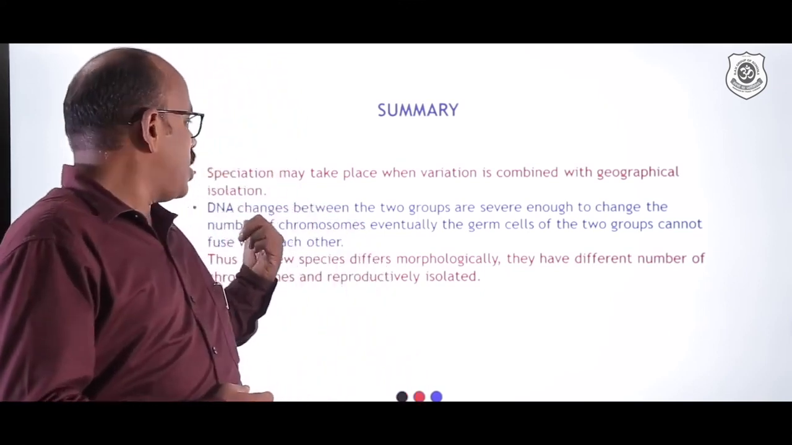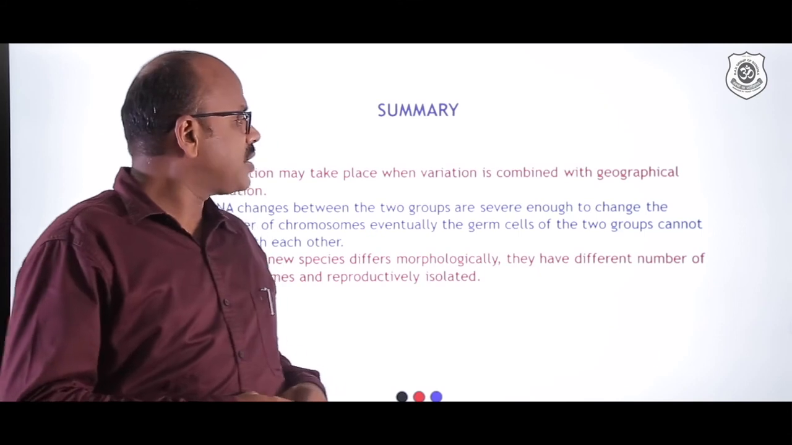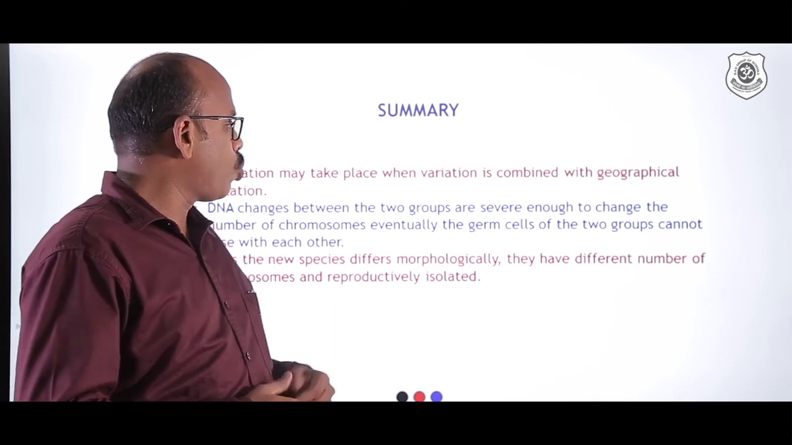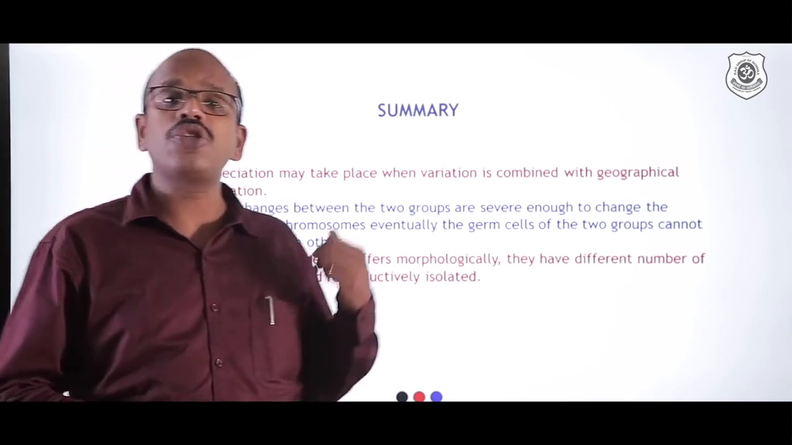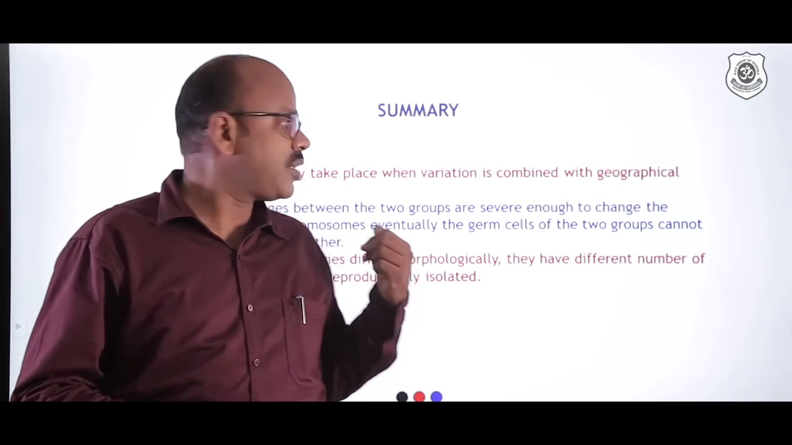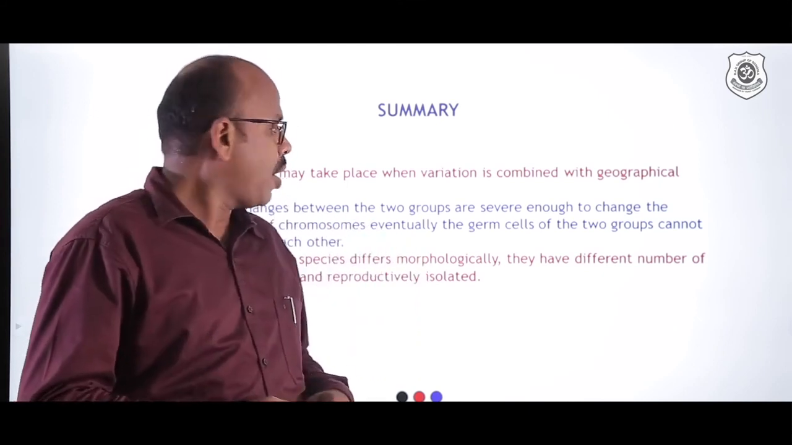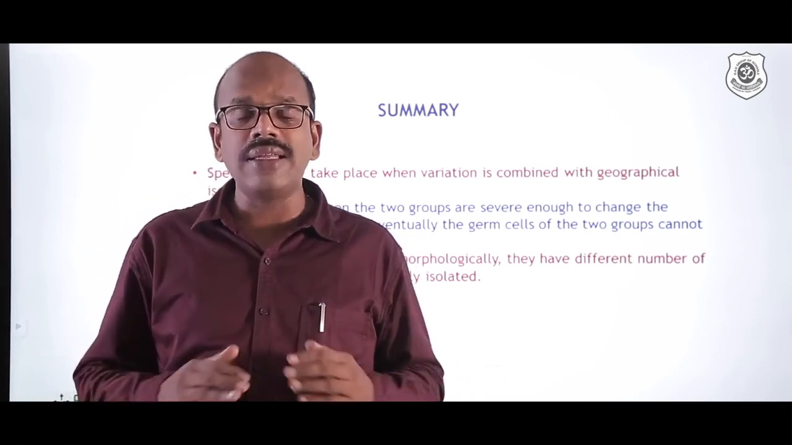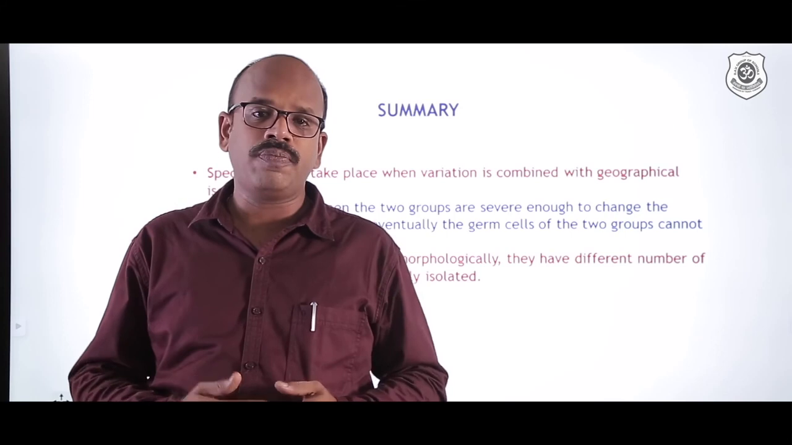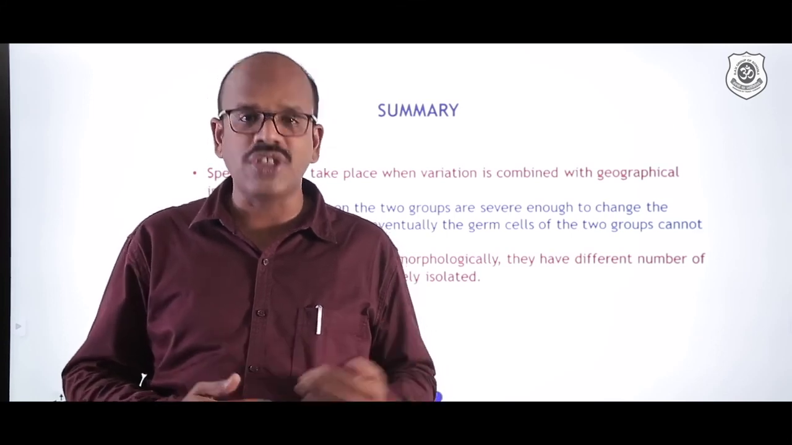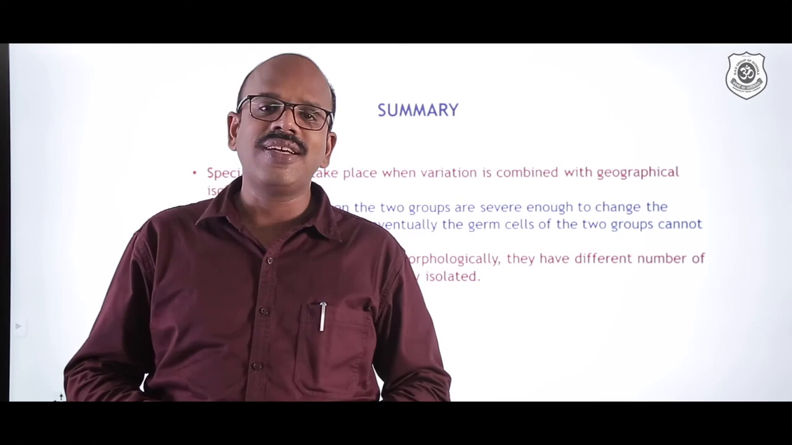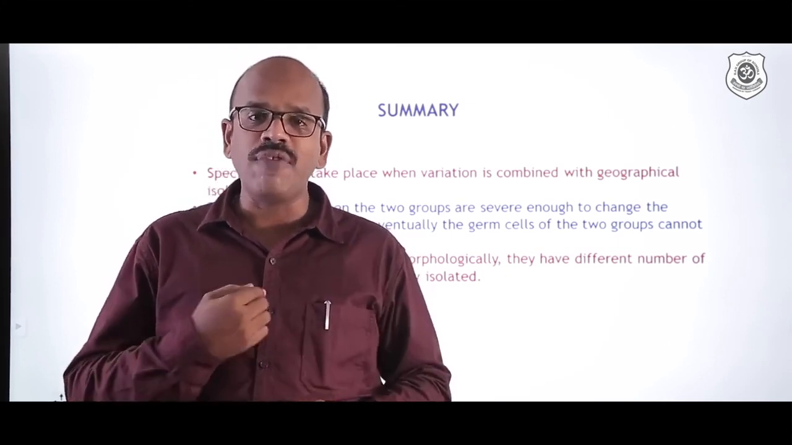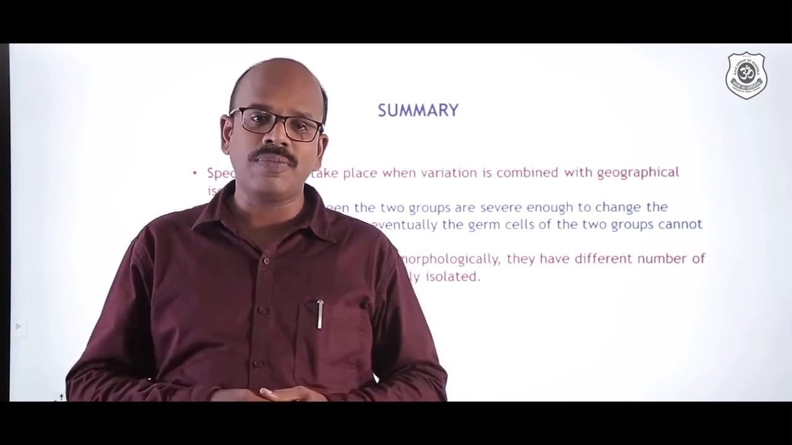Then, DNA changes between the two groups are severe enough to change the number of chromosomes. Eventually, the germ cells of the two groups cannot fuse with each other. This is also very important. We have seen this, and I have given you an example also. When two groups of organisms have a different number of chromosomes, they become reproductively isolated. You know who our immediate ancestor is? Yes, you are right, it is the chimpanzee. The chimpanzee has 48 chromosomes and we have 46 chromosomes.